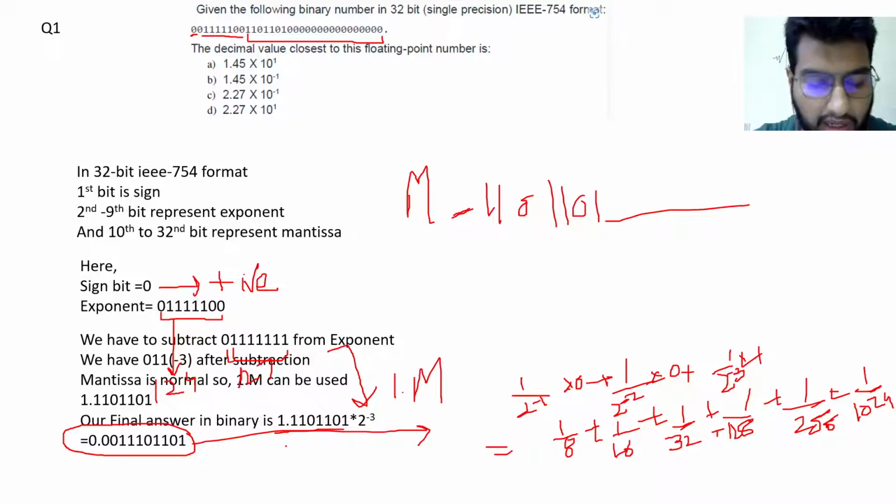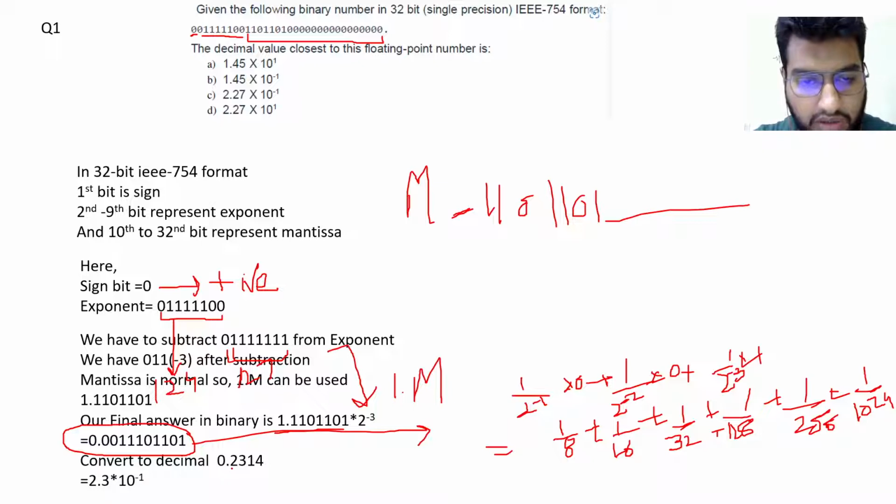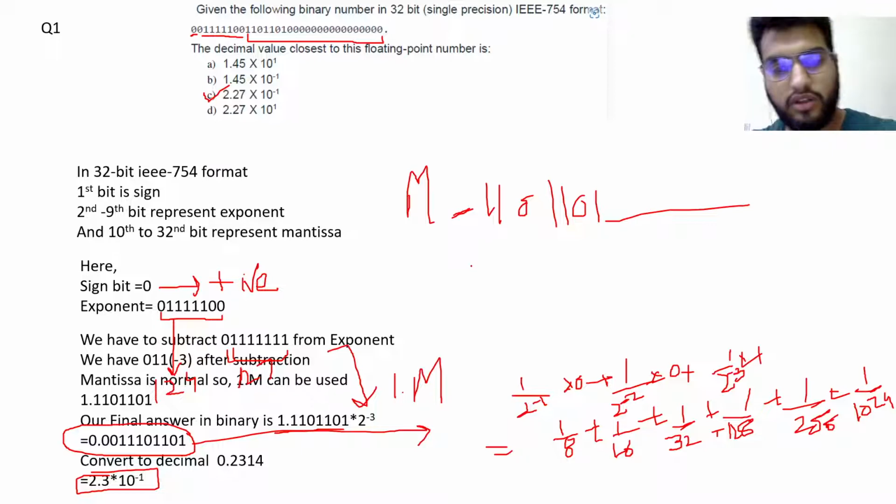If you add them up, the total comes out to be 0.2314, and if we denote it in this notation, it is 2.3 into 10 to the power minus 1. And from the options, the closest number to this value is, I think, option C, 2.27 into 10 to the power minus 1. So the answer to this question is 2.27 into 10 to the power minus 1.